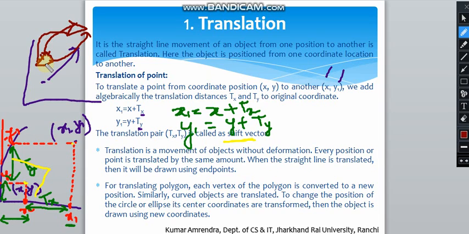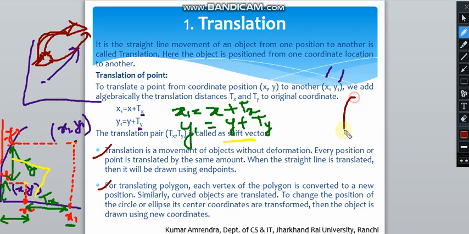So when a straight line is translated, it will be drawn using its end points. So from the first point and the second point, we will draw the line with the 2 end points. The second case is for translating polygons. Each vertex of the polygon is converted to a new position. So each vertex is converted to a new vertex, and similarly curved objects are also translated. And to change the position of a circle or ellipse, its center coordinates are transformed.